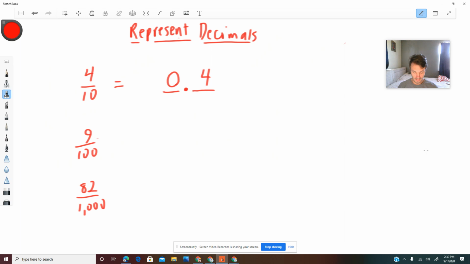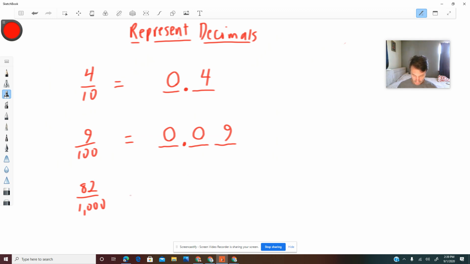Next, the 9 is over 100. Therefore, this number is going to need a hundredths place. We know the decimal point separates the ones place from the tenths place. Okay, it's 9 hundredths, so the 9 will go in the hundredths place. There's nothing in the tenths place. There's nothing in the ones place. That's how you'd write 9 hundredths as a decimal. So this and this equal the same thing.